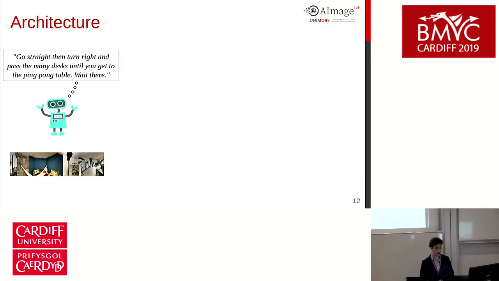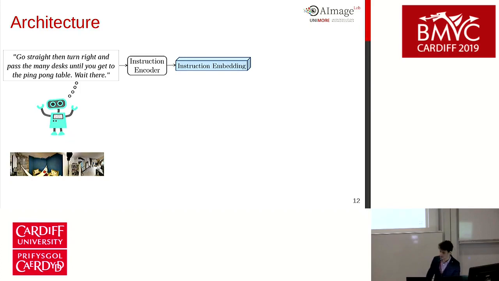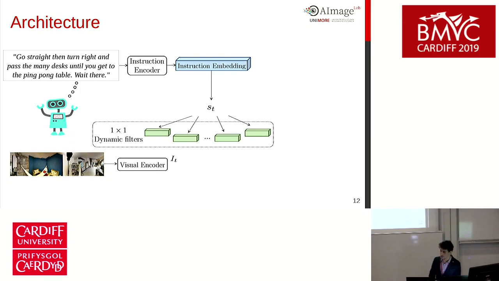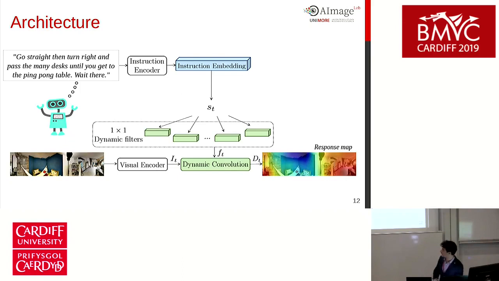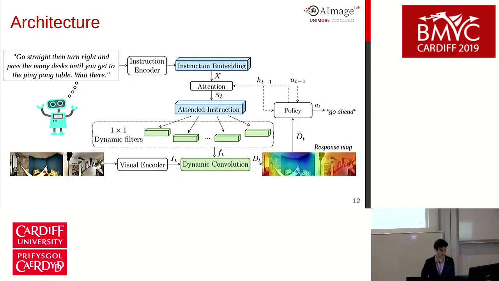So how can we embed this dynamic convolution into a VLN architecture? It's very easy. We can just create an encoding for the sentence using GloVe and an LSTM, and then create a starting representation for the image using a ResNet. So we have obtained S_T and I_T that we were showing in the previous slide, and we can create dynamic filters and perform dynamic convolution. In this way, we obtain a dynamic response map that we can feed to a policy and decode the next action. Our policy is a recurrent neural network, and we also add an attention mechanism to attend to different parts of the instructions accordingly to the policy hidden state.